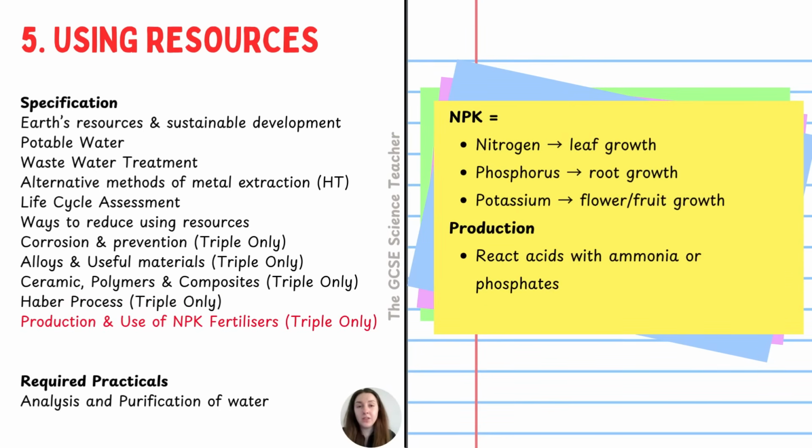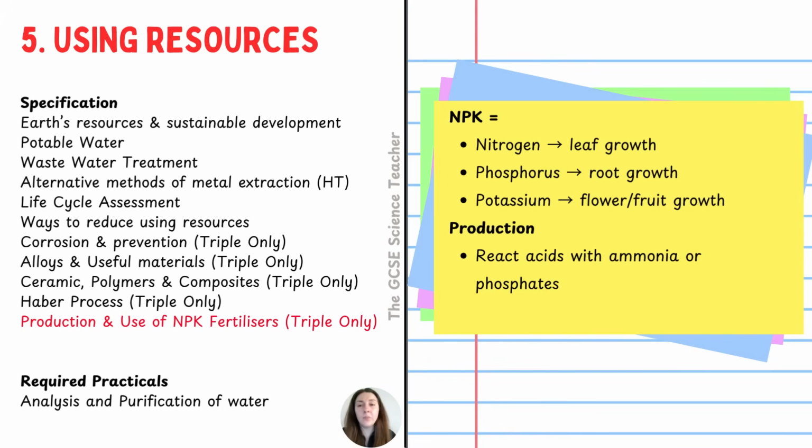NPK fertilizers are useful in agriculture. They contain nitrogen, phosphorus, and potassium. Nitrogen is used for leaf growth, phosphorus is used for root growth, and potassium is used for fruit or flowering growth. Production of NPK fertilizers is difficult because sometimes you have to react it with acids, with ammonia or phosphates.